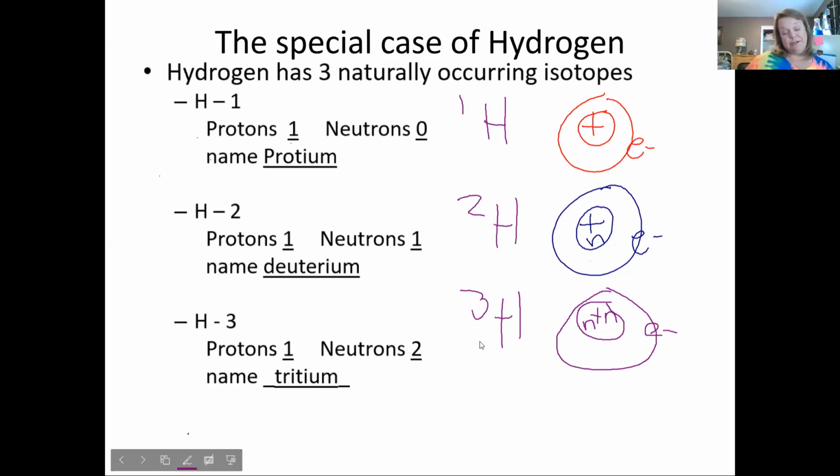It's called tritium. So the special case of hydrogen, they all have the same atomic number, 1, because they all have 1 proton, but the one that has no neutrons is called protium, the one that has 1 neutron is called deuterium, and the one that has 2 neutrons is called tritium.